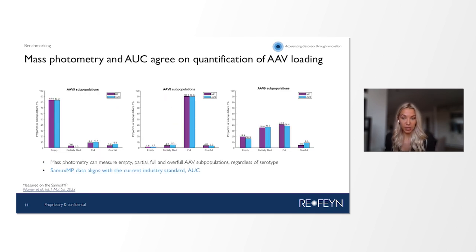This is an additional data set where mass photometry, again with different serotypes, was compared to analytical ultracentrifugation. And we can see really good agreement on all populations of AAV that are present in the sample, including empty, partially filled, full, and overfull capsids.